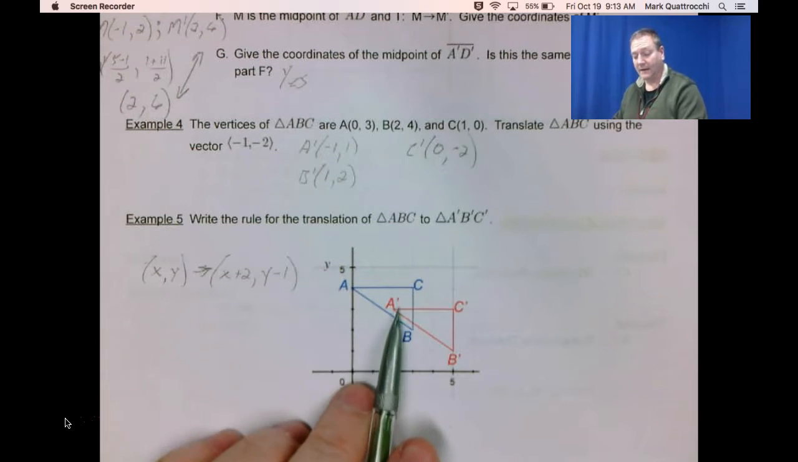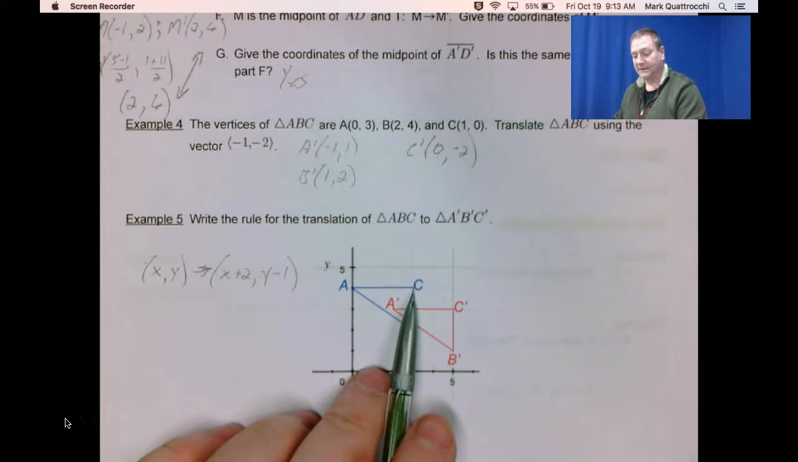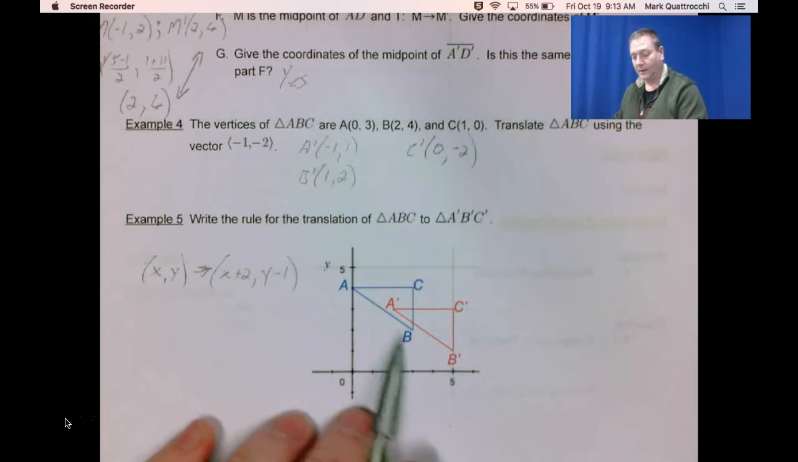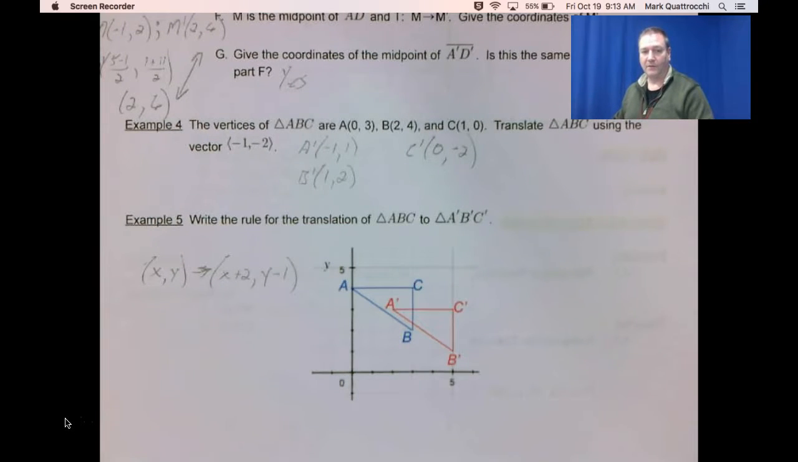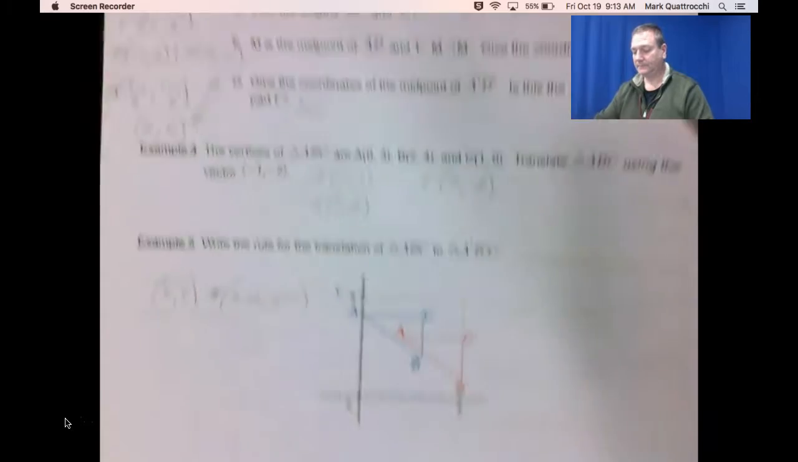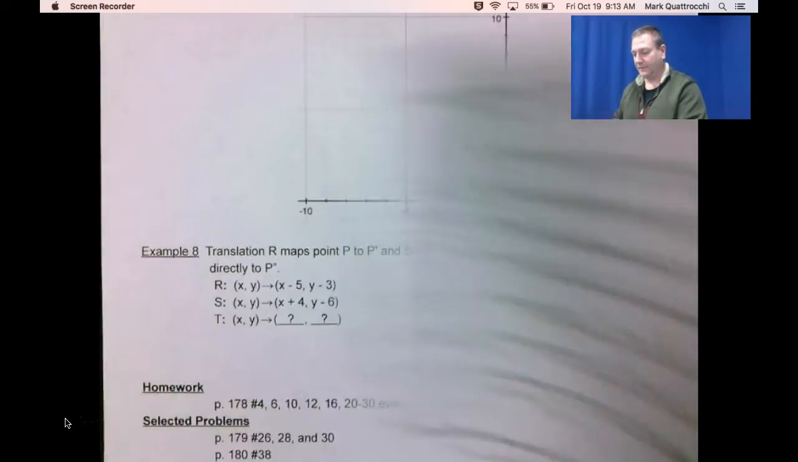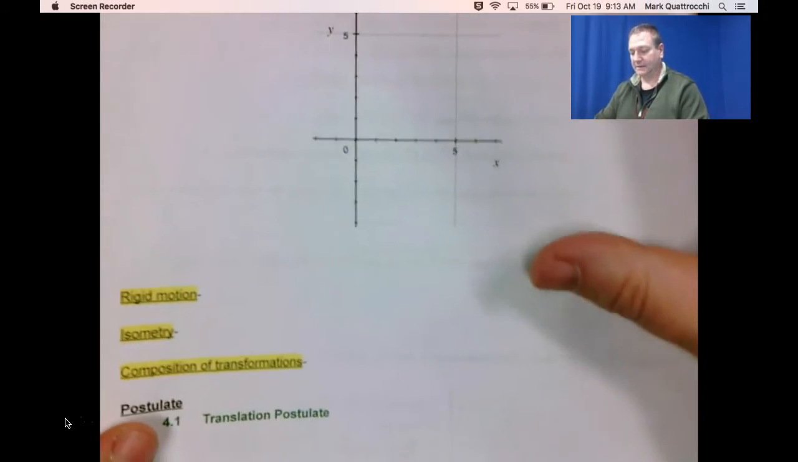Now this is going to work. I didn't have to do A to A prime. I could have done C to C prime: right 2, down 1. B to B prime: right 2, down 1. The rule applies to all of the points. That's example 5. Example 6.